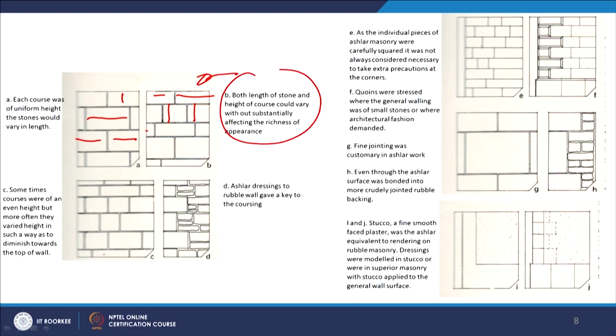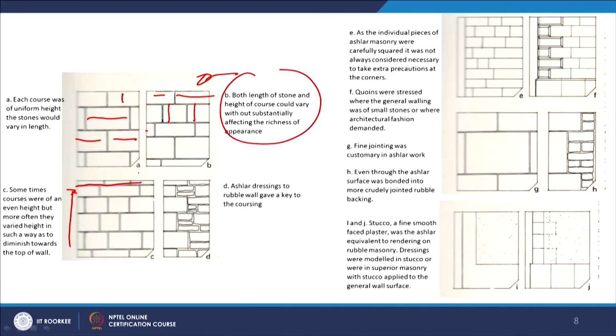But here if you look at it, sometimes the courses were of an even height, but more often they varied in height in such a way that by the time you go to the top, the height diminishes towards the top of the wall, so that on the top you have a little projection out, and that is how it is laid. And the other way is also, the ashlar dressings to rubble wall gave a key to the coursing, the way I talked about in the corners. You have the ashlar at the front, and then the rubble is filled within it in different courses.